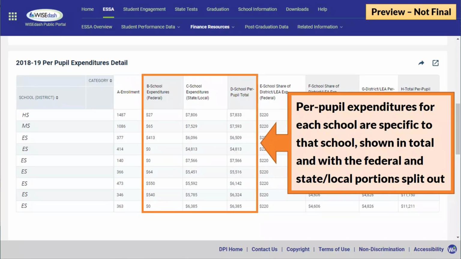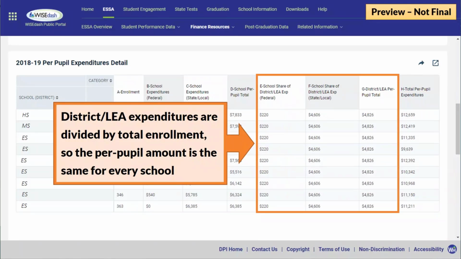Then we've got per pupil expenditures for each school. So these are dollars that your business office has reported as going into a particular school. Things like classroom teachers, principals, things of that nature. And those do have a total as well as a breakout between the federal and the state local funded costs. Similarly, there's also a district portion, both shown as a total and split between federal and state local.